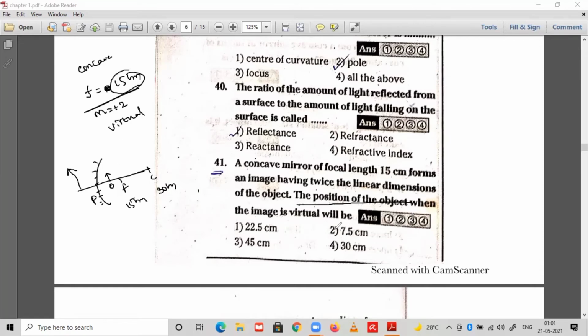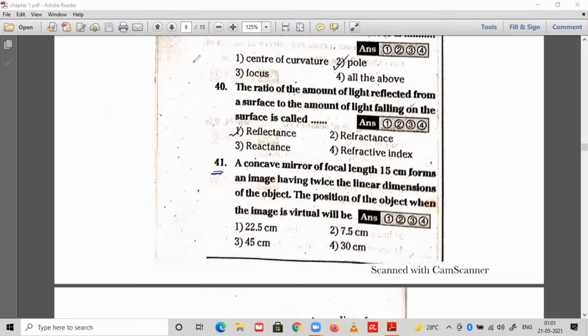Are any suitable options there? Yes, we have the suitable option. That suitable option is 7.5, which is less than 15 centimeters. I hope you understood. Option 2. Without solving also we can answer the questions.